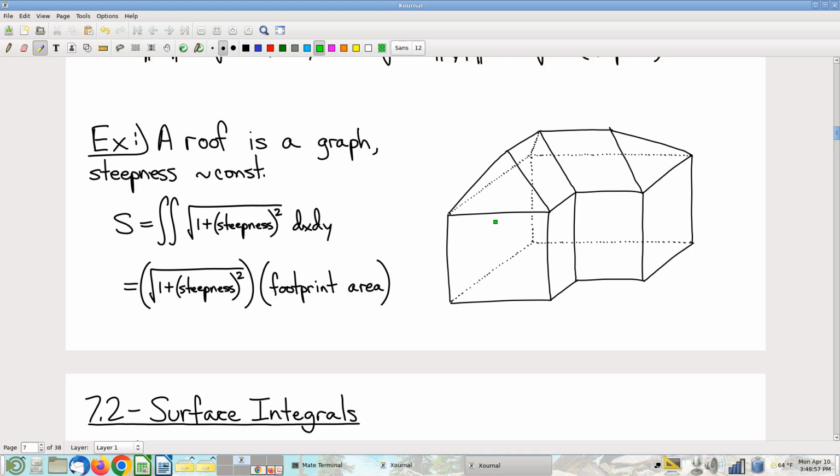So here's the nice observation. The roof is a graph. I can view this as being parameterized by the graph parameterization, parameterized from basically the footprint, which is a bunch of rectangles, which are easy to compute the area of. That's nice. But so what? Well, keep in mind, here's our integral for computing surface area. This is my area stretching factor. Notice it only depends on steepness.